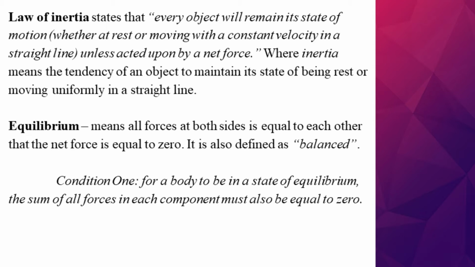If a certain object remains in a state of motion, whether it's at rest or moving with a constant velocity, then the object is in equilibrium. Equilibrium means all forces on both sides are equal to each other, so the net force is equal to zero. When the net force is equal to zero, the object is well balanced. The first condition of equilibrium is that for a body to be in a state of equilibrium, the sum of all forces in each component must also be equal to zero.